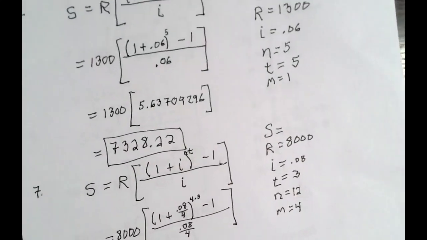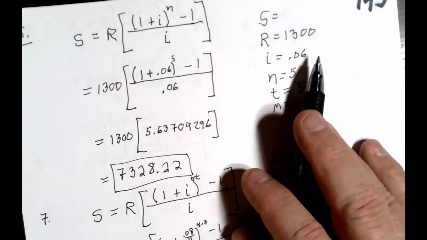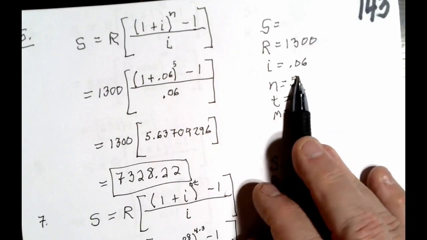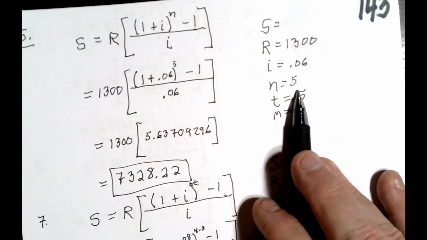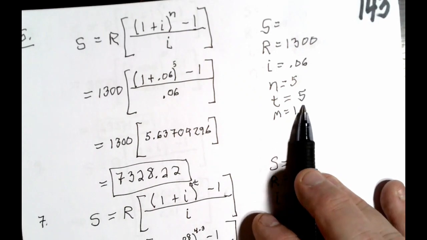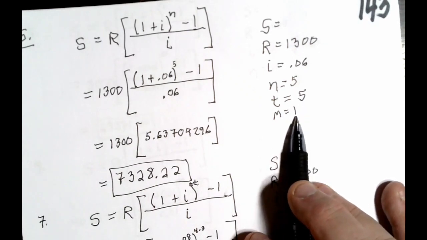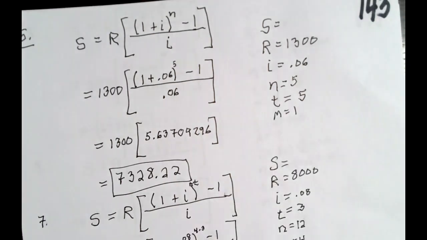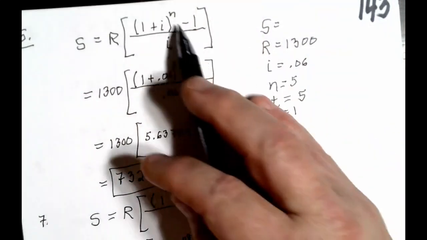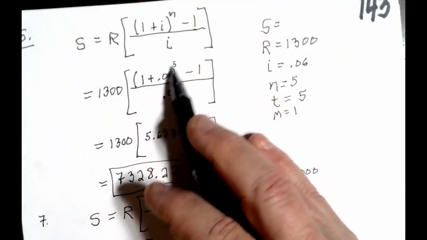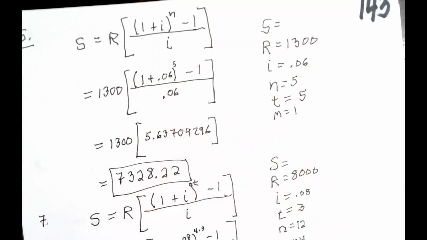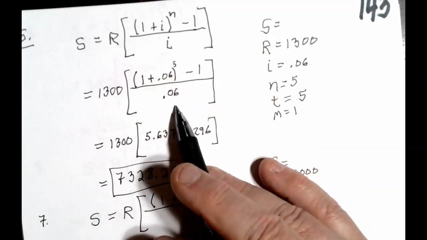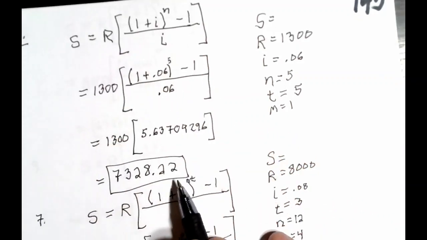Number 5, say find the future value of an annuity. Figure out what S is. If your monthly payment is $1,300, your interest rate is 6%, 5 years, compounded annually. So M is 1. M times T is your N, which is 5. Okay? So you plug in everything that you know. And again, you crunch down this guy and subtract 1 and then divide by this. You want to do it in 3 steps. This guy, enter, subtract 1, enter, divide by this, enter, times 1,300, enter. And you get that guy there.